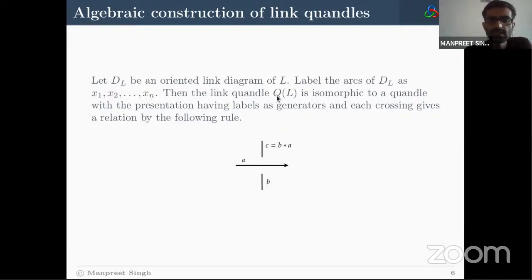Then the link quandle is given by a presentation whose generators are the labels of the arcs, and the relations are induced from each crossing by this rule. Here is an over arc, which we have labeled A, and under arcs B and C. We add a relation C = B * A, where C is lying on the left hand side of the arc A.